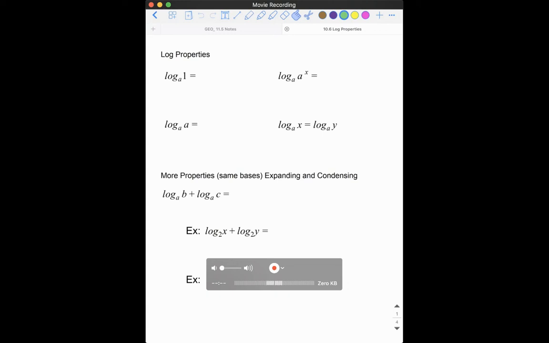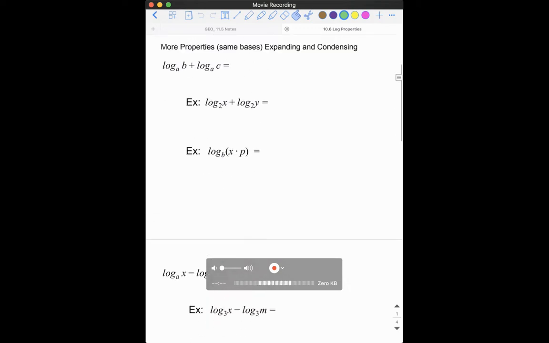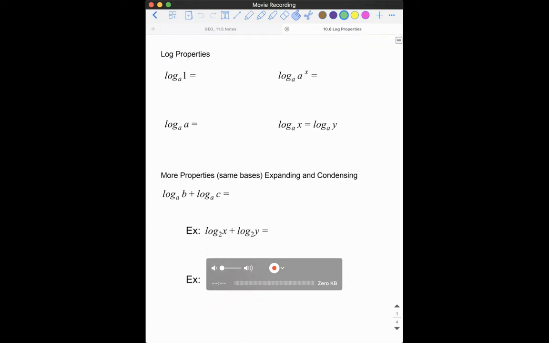Hi guys. This week we are going to talk about log properties. You should have previously watched the video on going from log form to exponential form. Here we're going to talk about a lot of different log properties and how we can apply them. Once you get the hang of them, they're pretty straightforward, and we'll use them a lot next week when we start solving.